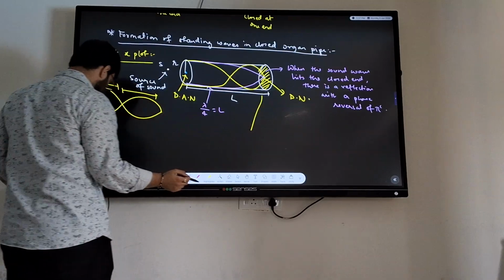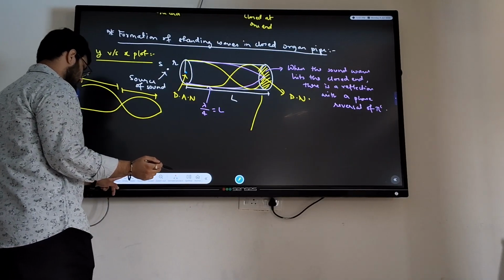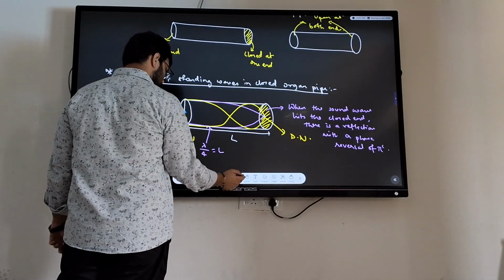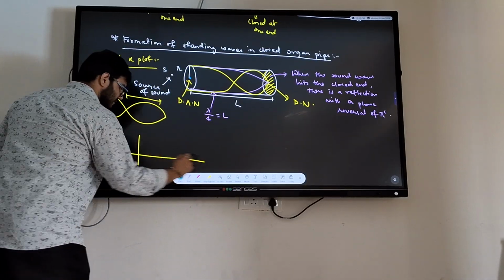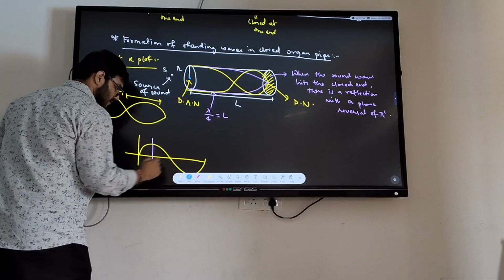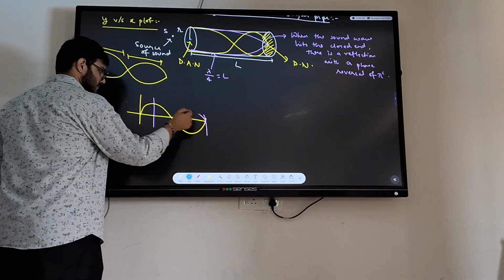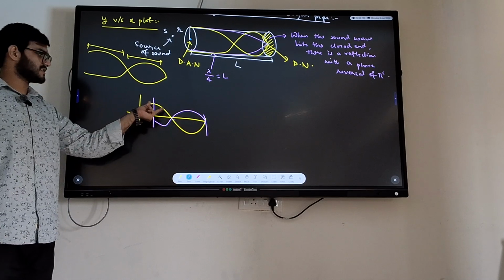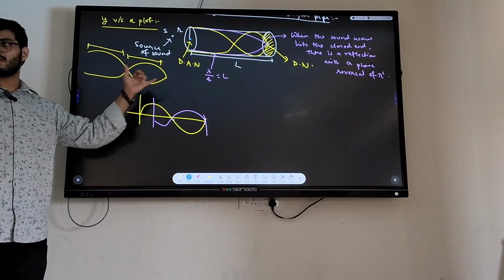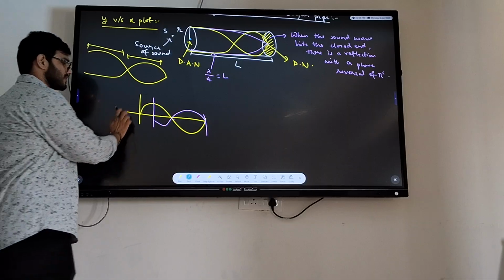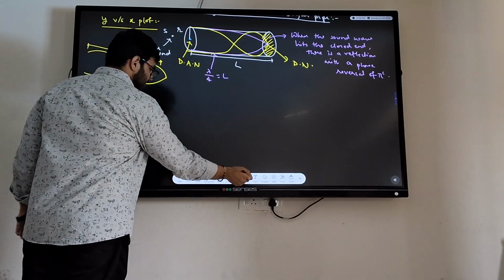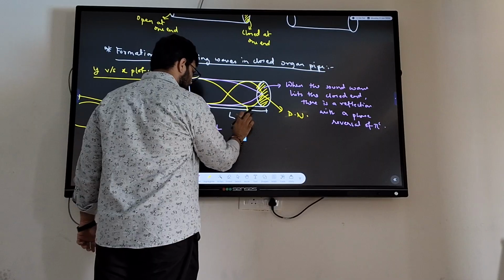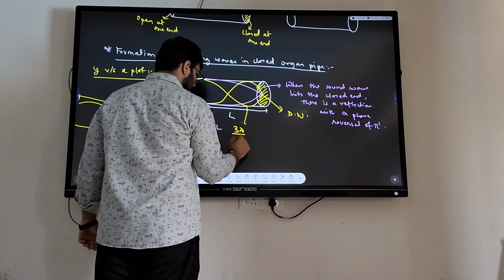What I am making here is this. See, I am making this. This is lambda by 2. What is this? Then what is the total length? 3 lambda by 4. So what is the condition then? The condition of this wave is 3 lambda by 4 should be equal to L.